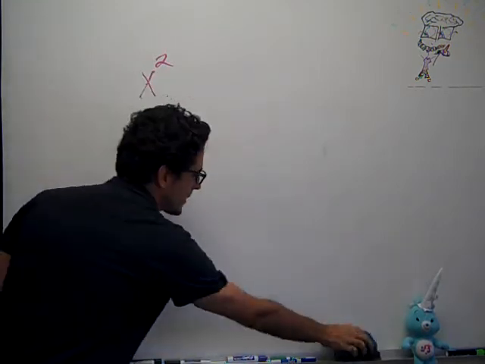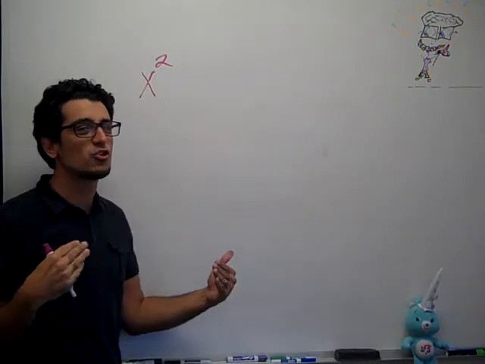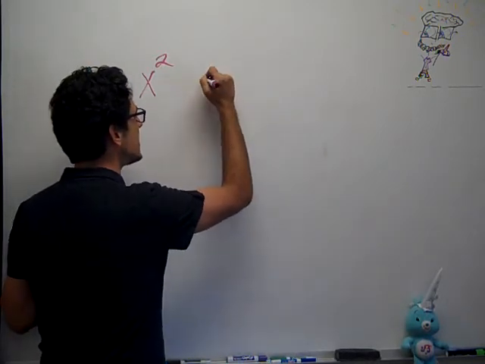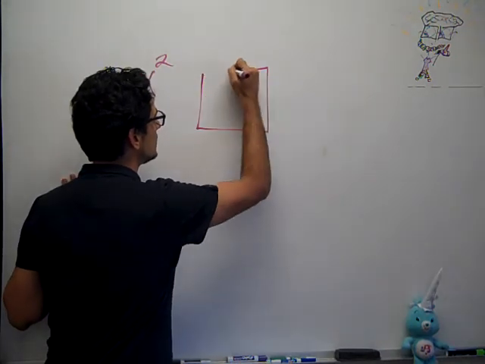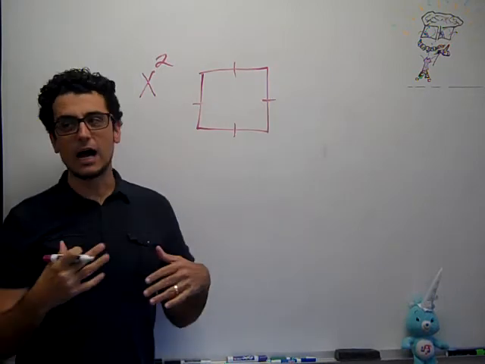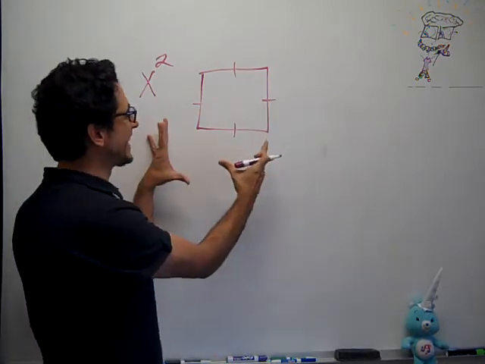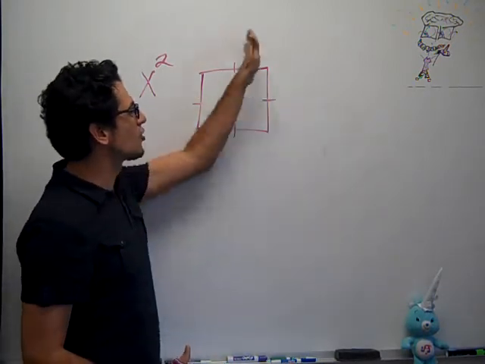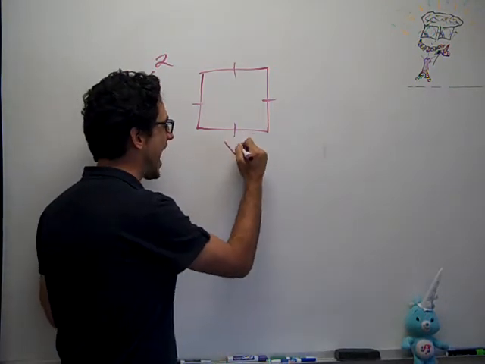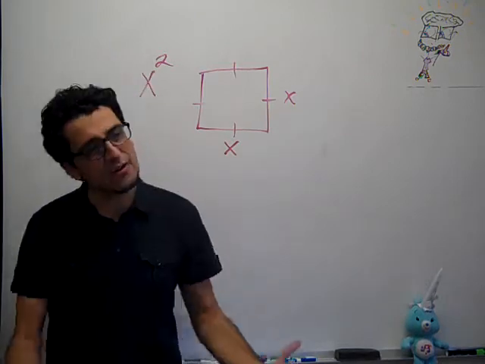If I'm looking at something being squared, it actually has to do with geometry. Oh, I know you're pumped about that. So if I think of a shape like a square, I know that the sides are all congruent. If the sides are all congruent, let's say the value of the side was x, how would I find the area of the square?